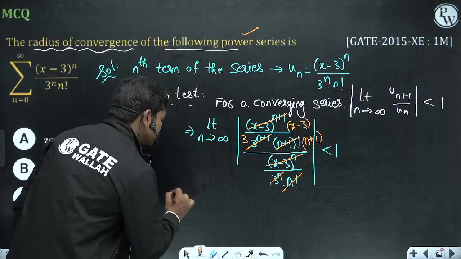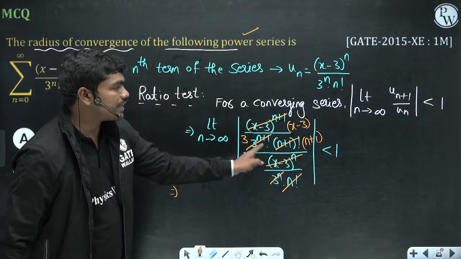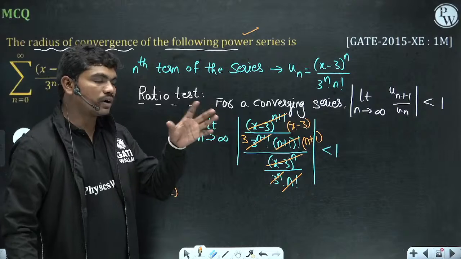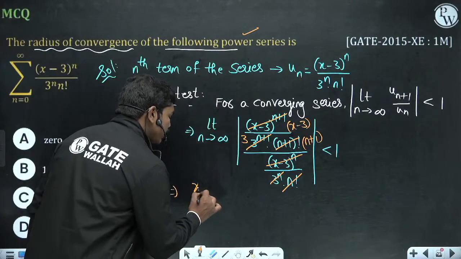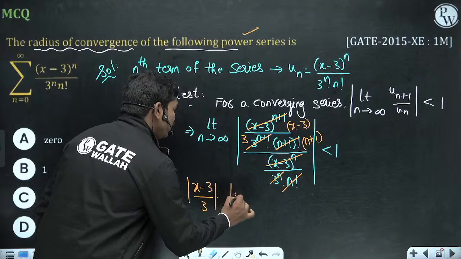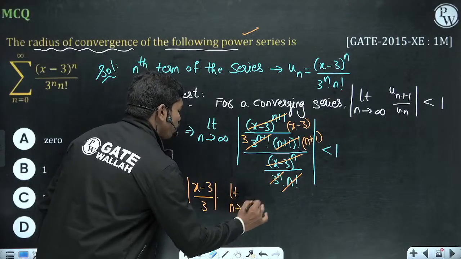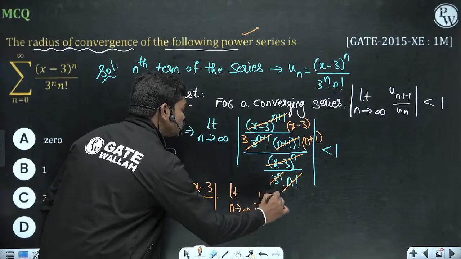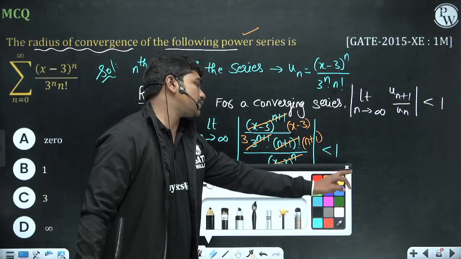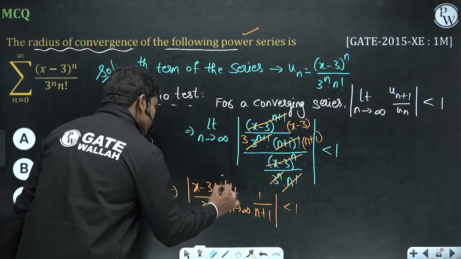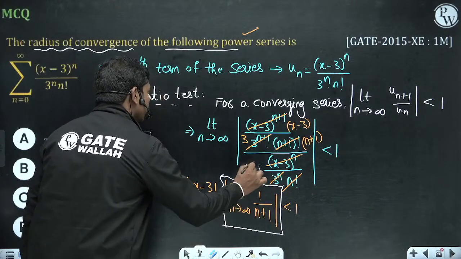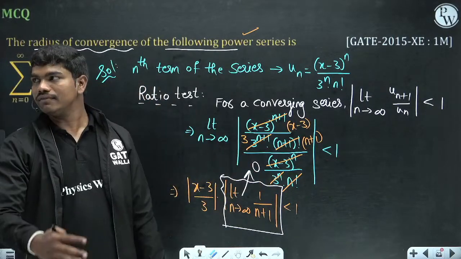Now here the variable is n, so x minus 3 and 3 can be taken out of the limit because there is no n in those two terms. So we get modulus of (x minus 3) by 3 into the limit as n tends to infinity of 1 by n plus 1. This value should be less than 1 for convergence. The value of this limit is always 0, because 1 by infinity gives 0.